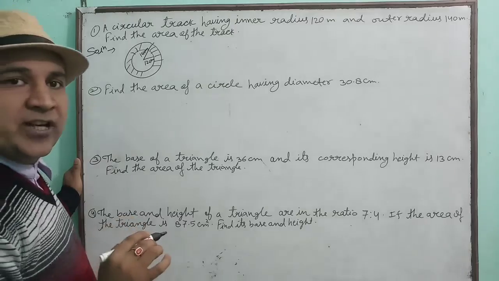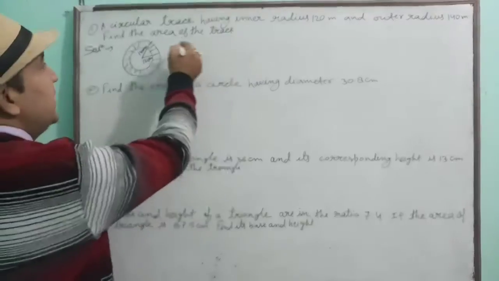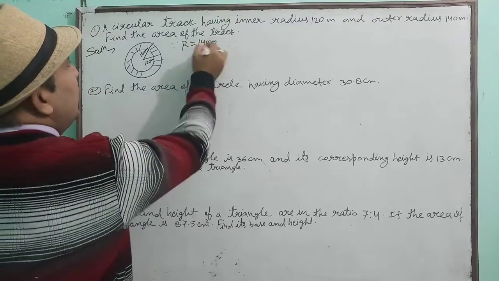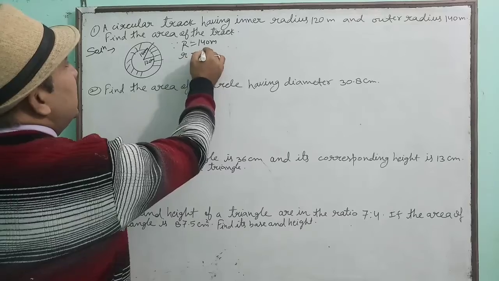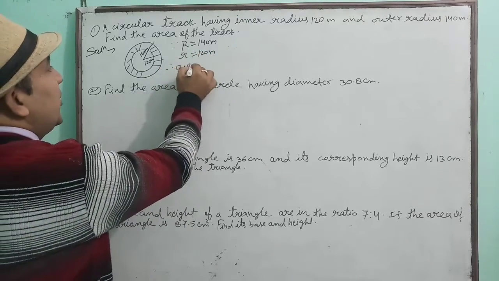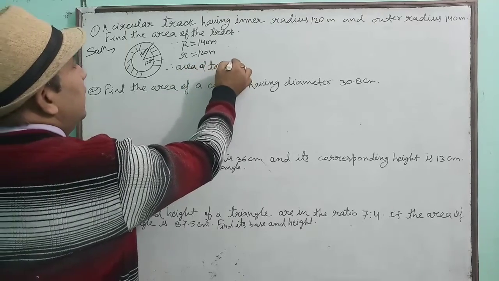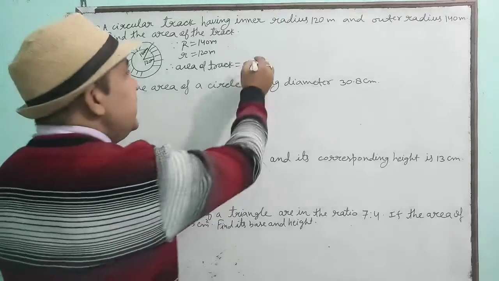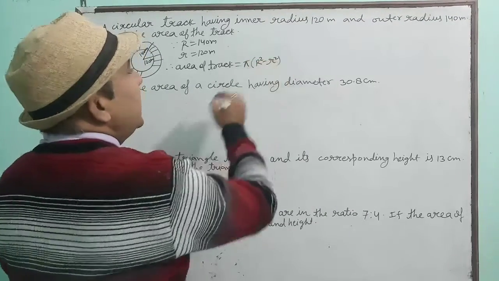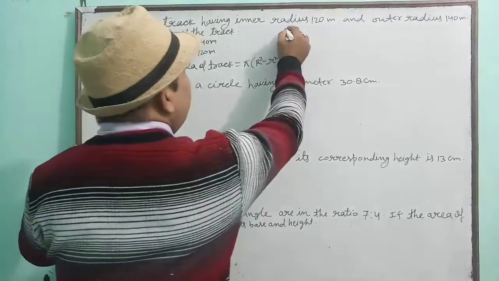If you watch carefully, it is looking like a ring. That means in this question, the capital R is 140 meter and a small r is 120 meter. So apply the formula for area of the ring. Area of track will be equal to pi into capital R square minus small r square. Now put the value and calculate it.